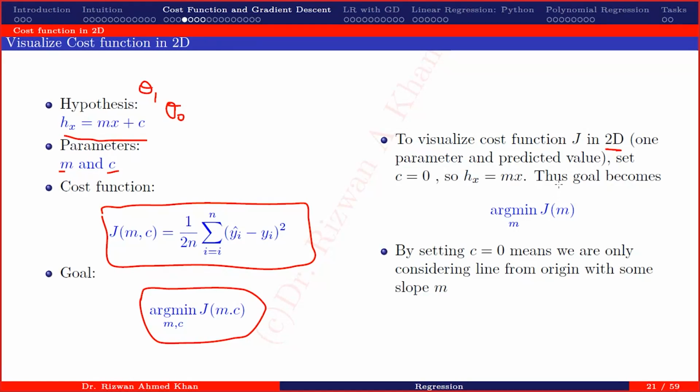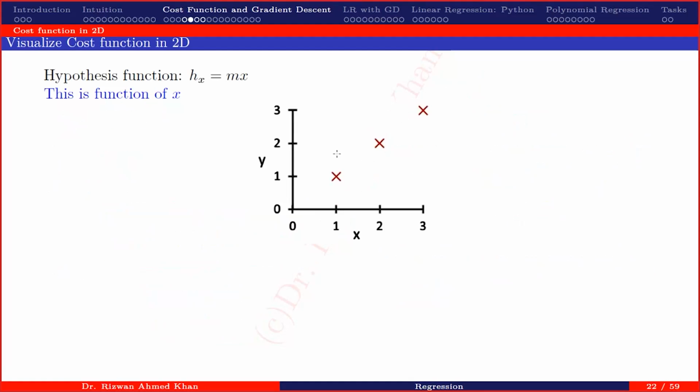So input is given by m, or this parameter m, and I'll plot. So this would be m, and I will plot j of m. So you can just visualize how this cost function, or squared error, looks like. So we can set c equal to 0, and we are working with only the m parameter. So we are considering a line from the origin with some slope m. When c equal to 0, it means the line is passing through the origin.